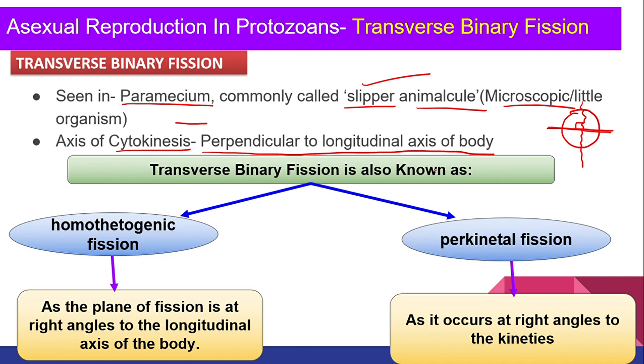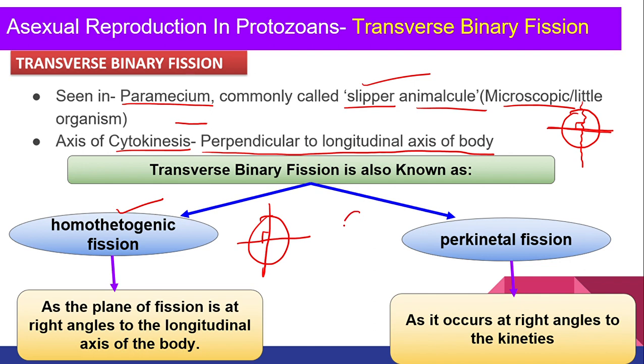Transverse binary fission is also known as homothetogenic fission or perkinetal fission. Homothetogenic fission is when the plane of fission, so this is your organism and this is your plane of fission, is perpendicular to the longitudinal axis. Then it is called homothetogenic.